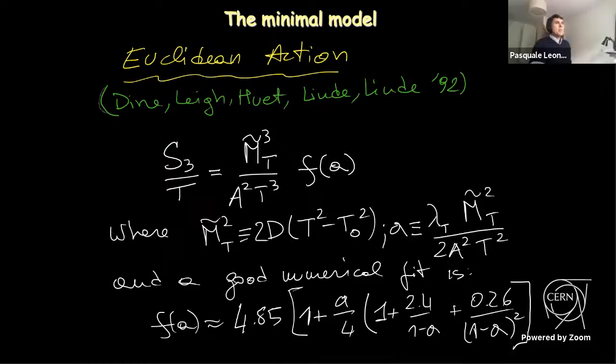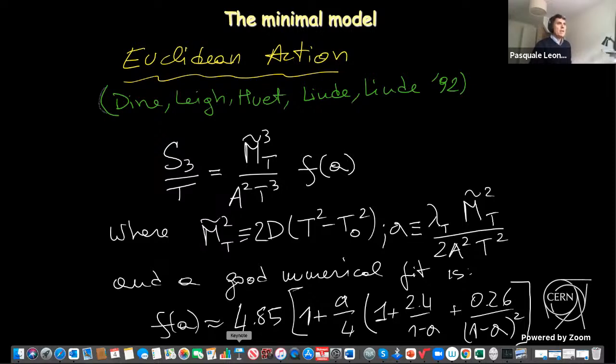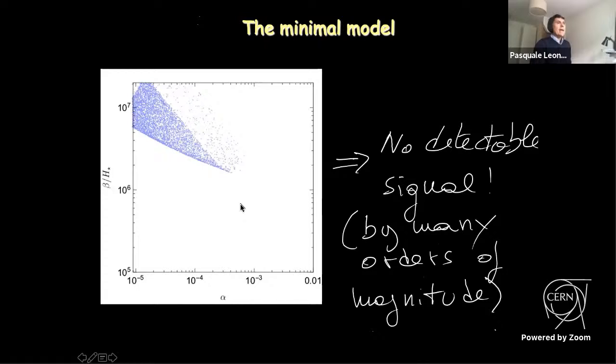Yes, so in the minimal model, you can calculate analytically the Euclidean action. This has been done a long time ago. And if you calculate the gravitational wave spectrum, this is a scatter plot, you get values of the parameters that give you a spectrum that is many orders of magnitude below the sensitivity. So you have to do something.